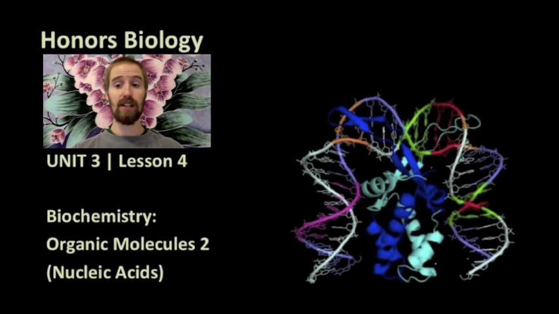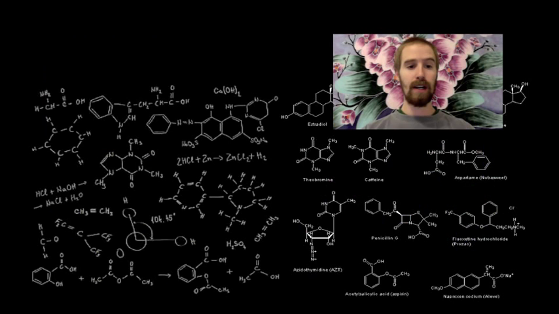In today's video, we're going to talk about another kind of organic molecule upon which all life on Earth depends. Today, we're going to talk about nucleic acids, the molecules that make up the universal genetic code of life. Like other organic molecules, nucleic acids are made up largely of carbon atoms.